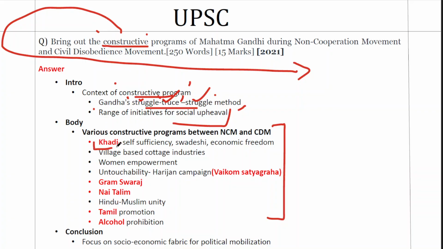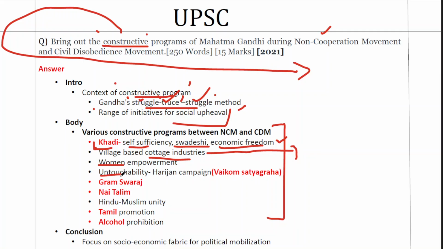First we'll start with Khadi. Khadi represents self-sufficiency, Swadeshi, and economic freedom. That's one of the tenets of Gandhi's constructive program. Second, village-based cottage industries. This is the reason why we have cooperative societies as part of our directive principles, because this was a program promoted by Gandhi. Third, women empowerment. Women were major constituents in Gandhi's movements, like the civil disobedience movement. Sarojini Naidu was a major figure, and a lot of women followed Gandhi in such movements, and it has its roots in the programs he did during the truce period.